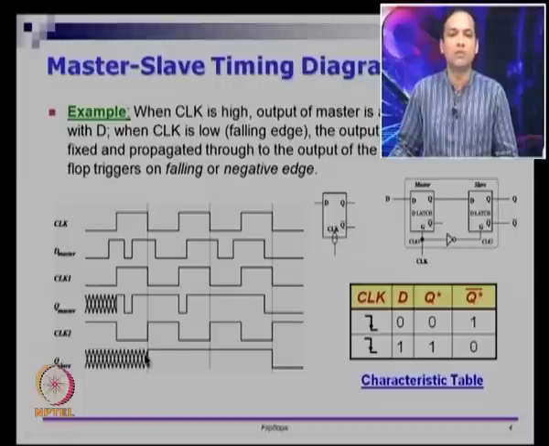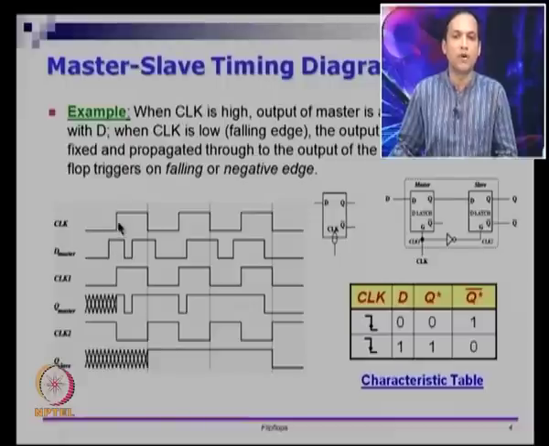We will observe what is happening to Q of the slave. So, let us start with this point. There is one edge coming here, right. When the clock comes on, at this point, the clock is on. So there is a positive level here, right. Whenever CLK is 1, CLK1 is also 1.